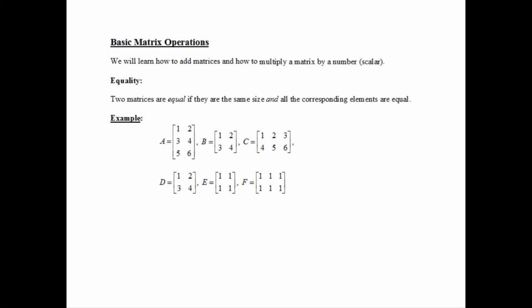Today we'll learn how to add matrices and also how to multiply a matrix by a number, which we'll often call a constant or a scalar. First, let's make sure we understand what it means for two matrices to be equal. We say they are equal if they are the same size and if all the corresponding elements are equal. So, in this example, which matrices are equal?